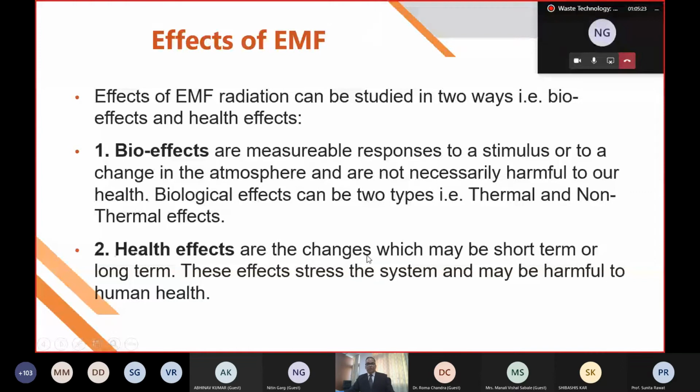Health effects are changes which may be for the short term or long term. These effects stress the system and may be harmful to human health. Symptomatic means if any damage is there, the symptoms will appear. If the symptom is appearing, that means everything, right from the chemical composition, chemical pathway, and physiological reflection, and the symptom are disturbed.